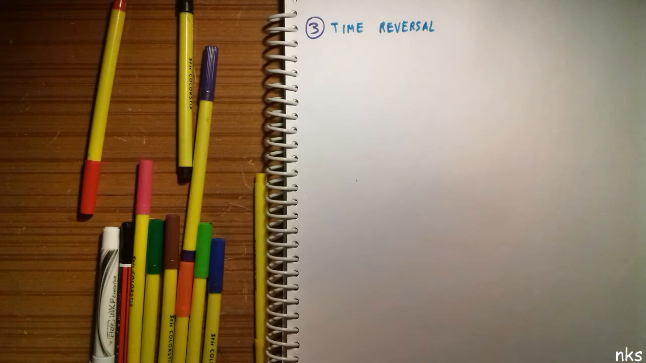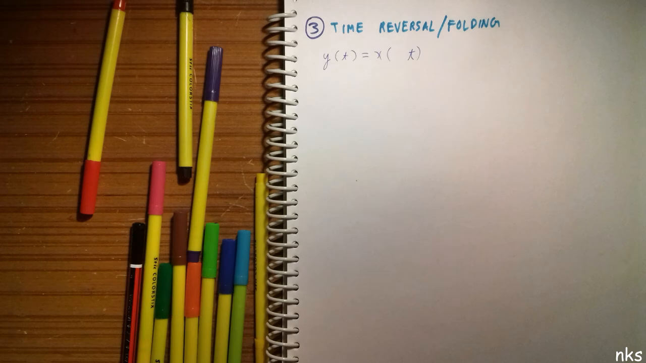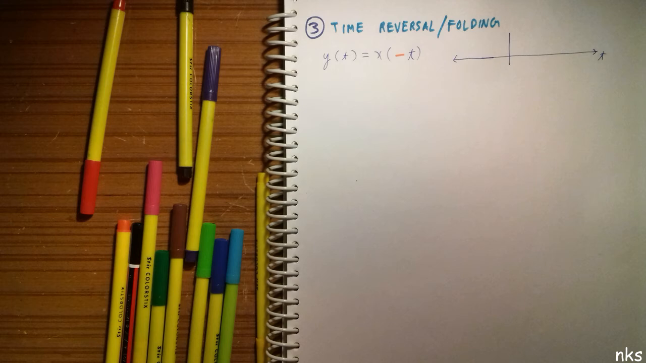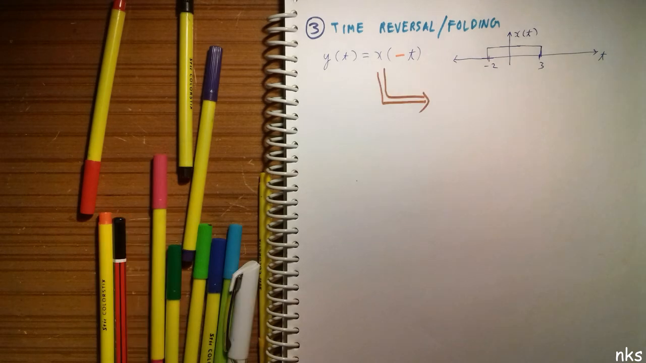Now operation 3, time reversal, or it is also known as folding. So here it is represented by y of t is equal to x of minus t. So the original signal is x of t. So now we'll perform the operation. So what happens in the time reversal? In the right of the y-axis there is 3.